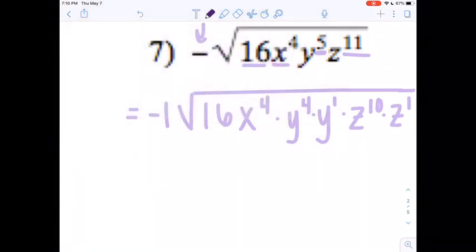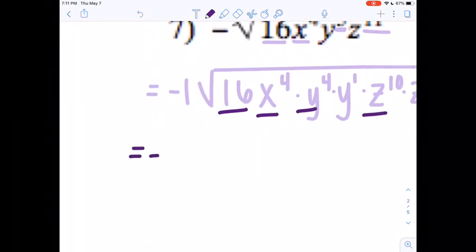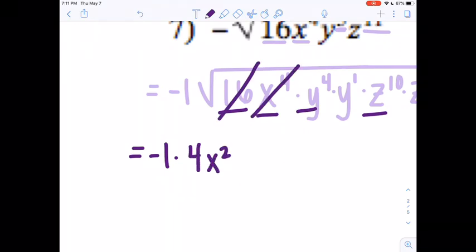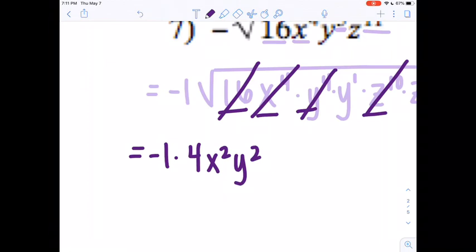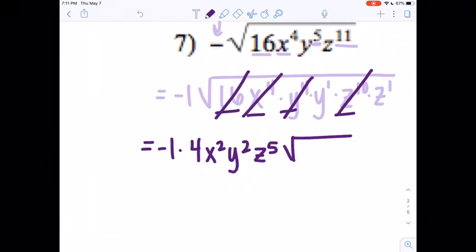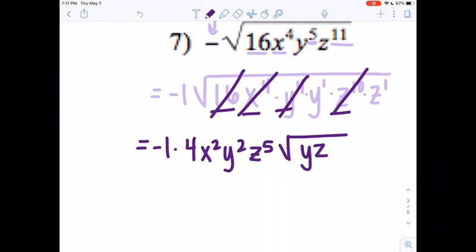Okay, now I have to take the square root of every perfect square. So this is a perfect square, this is a perfect square, this is a perfect square, that's a perfect square. So -1 times the square root of 16 is 4. Square root of x to the 4th, that's x squared. So I'm dividing my exponents by 2. The square root of y to the 4th is y squared. And the square root of z to the 10th is z to the 5th. And inside of the square root I have left y and z.